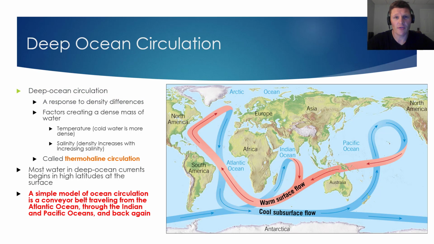As overviewed in a previous vodcast, density differences in water are a function of both temperature and salinity. And because water density depends on both temperature and salinity, we sometimes refer to deep ocean circulation as thermohaline circulation. Don't let the word thermohaline scare you. Thermo means heat and haline means salt.